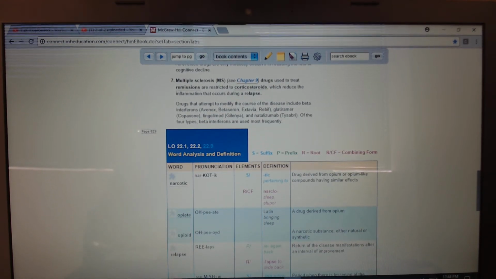Multiple sclerosis drugs used to treat relapses are restricted to corticosteroids, which reduce the inflammation that occurs during a relapse. Drugs that attempt to modify the course of the disease include beta interferons (Avonex, Betaseron, Extavia, Rebif), glatiramer (Copaxone), fingolimod (Gilenya), and natalizumab. Of the four types, beta interferons are used most frequently.